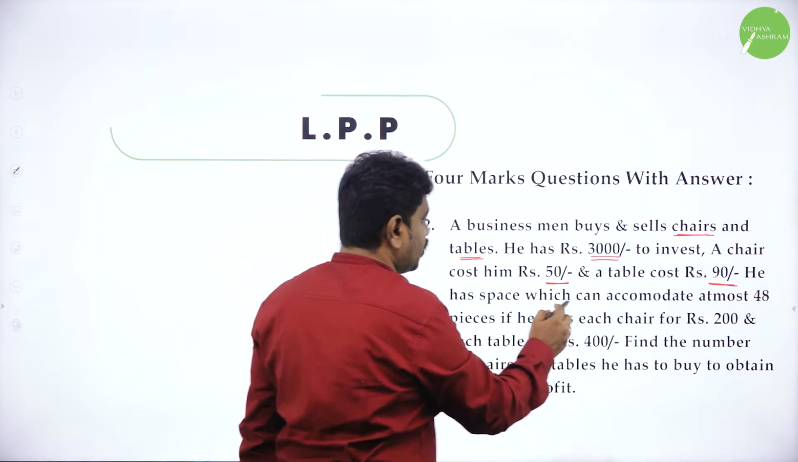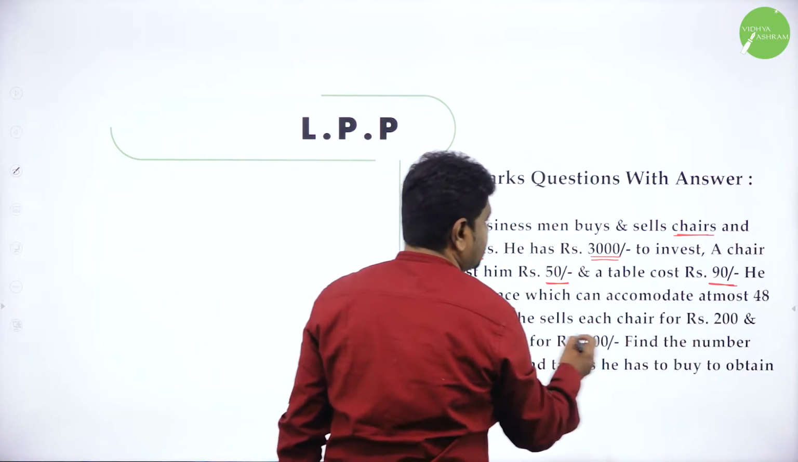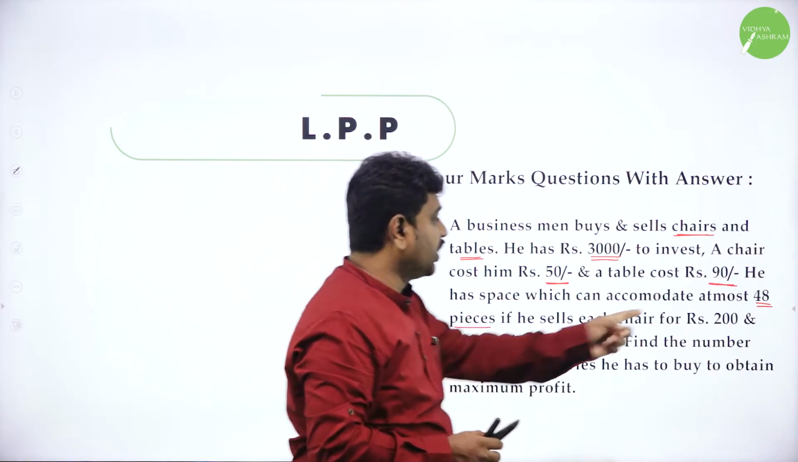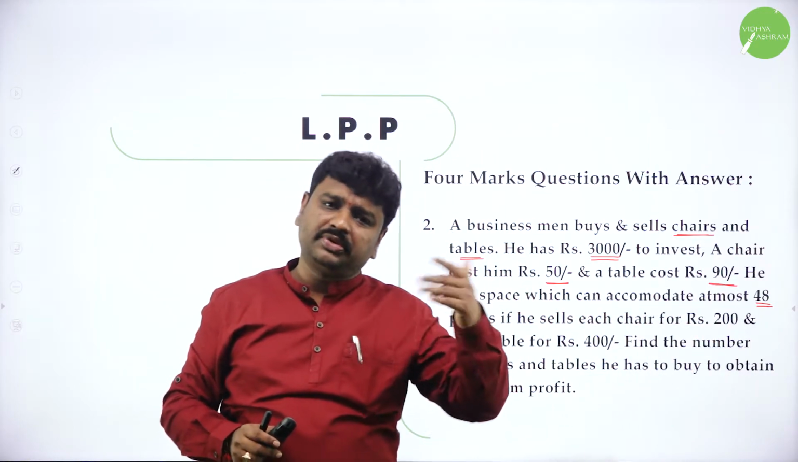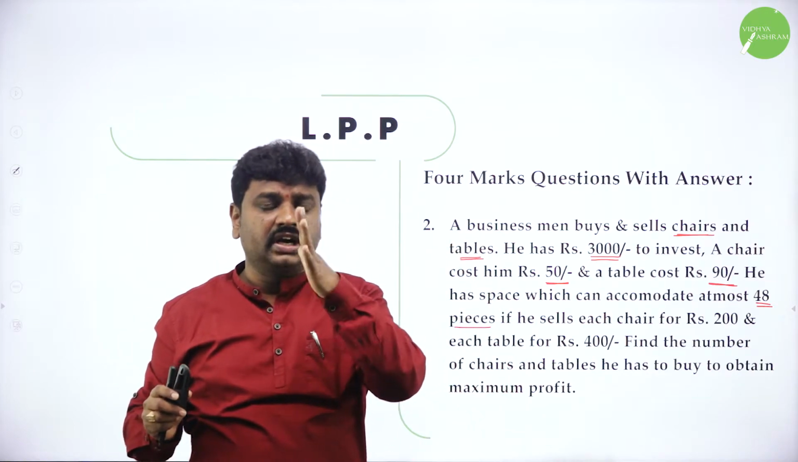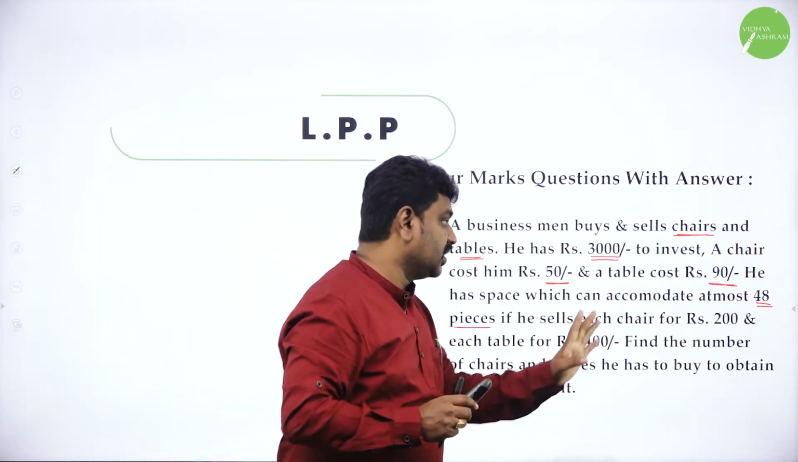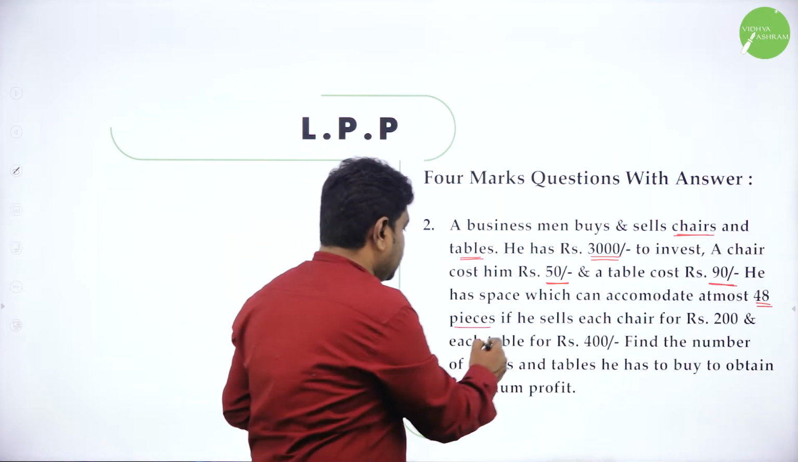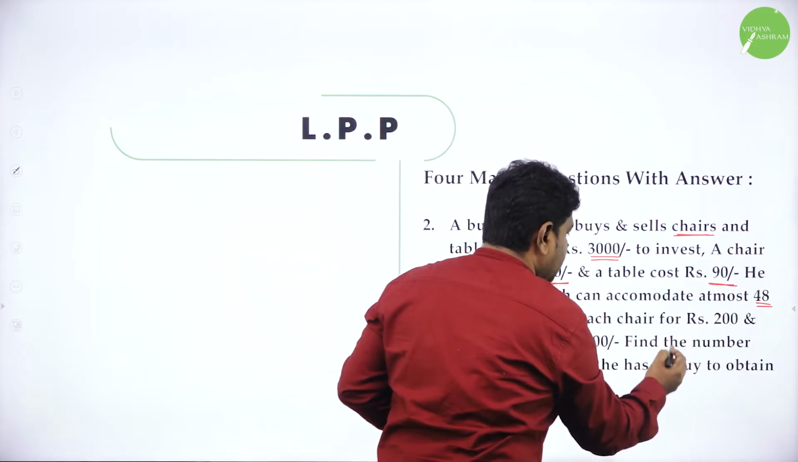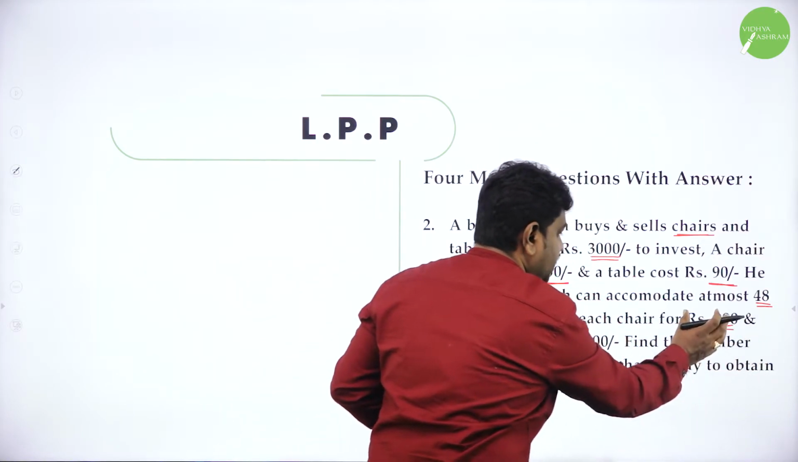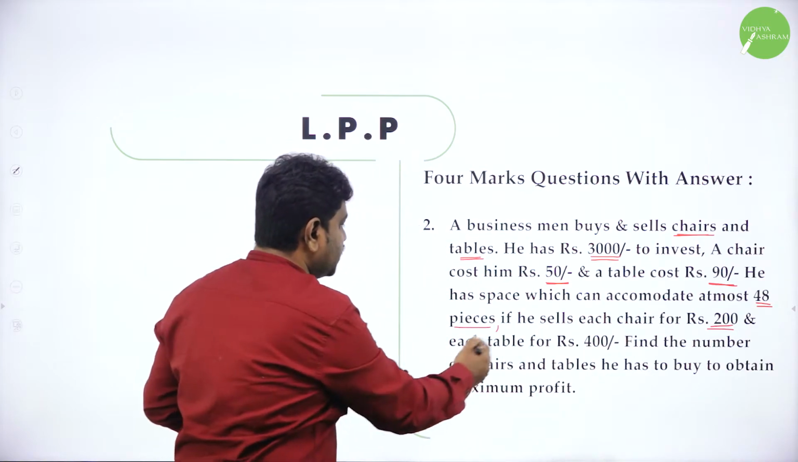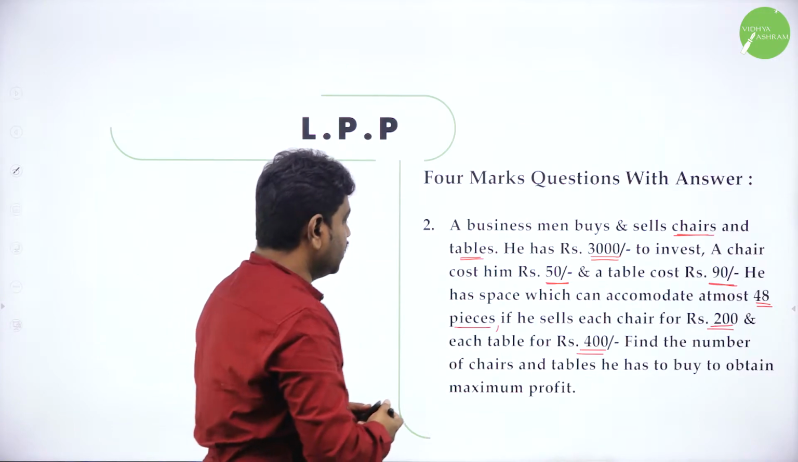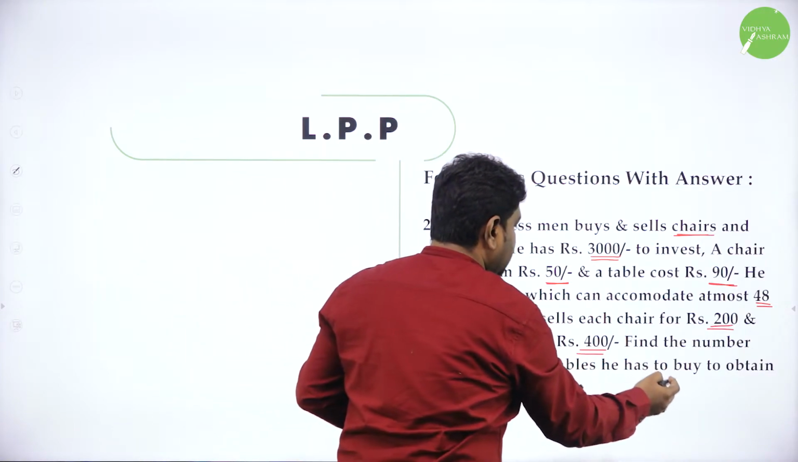Space, he has space to accommodate at most 48 pieces. So they give a space constraint. He is having space, so only 48 pieces will fit. Pieces means chairs and tables put together, 48. He cannot accommodate more than 48. That is clearly given. And if he sells each chair for rupees 200, so the selling price of a chair is 200. And each table for 400, the selling price of a table is 400. And the minimum number of chairs and tables he has to buy.